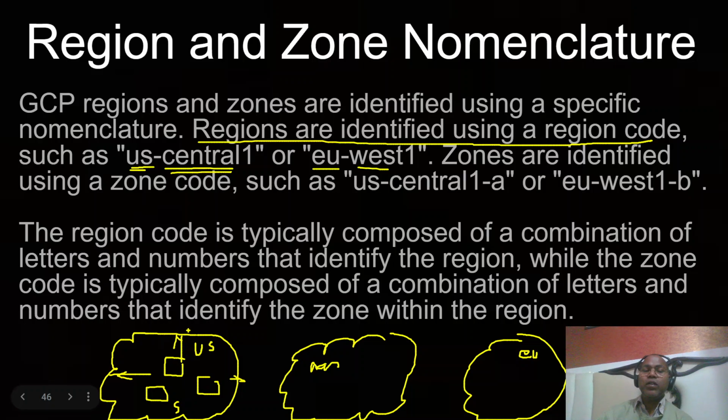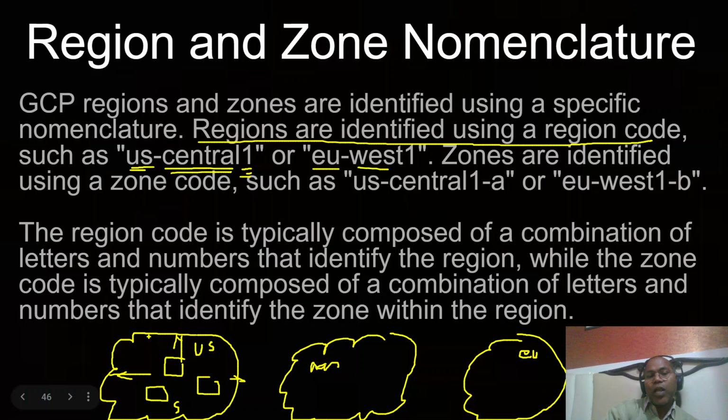Notice that in one geographical location Google offers multiple regions. In US East, one region is not sufficient, so Google says, okay, in US East we have region 1, 2, 3, 4. They have added a number. So you can say region code plus direction plus a number: US East 1, US East 2, US East 3, US East 4.